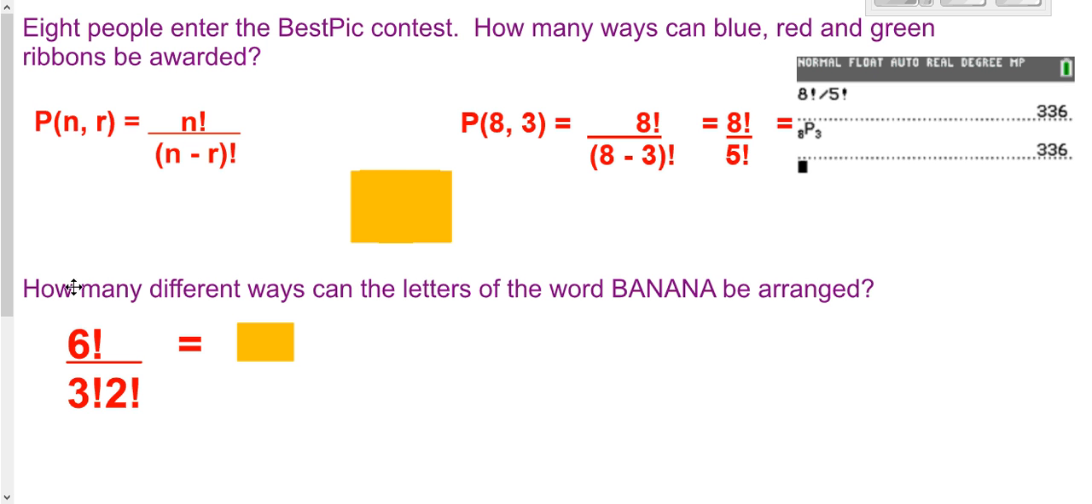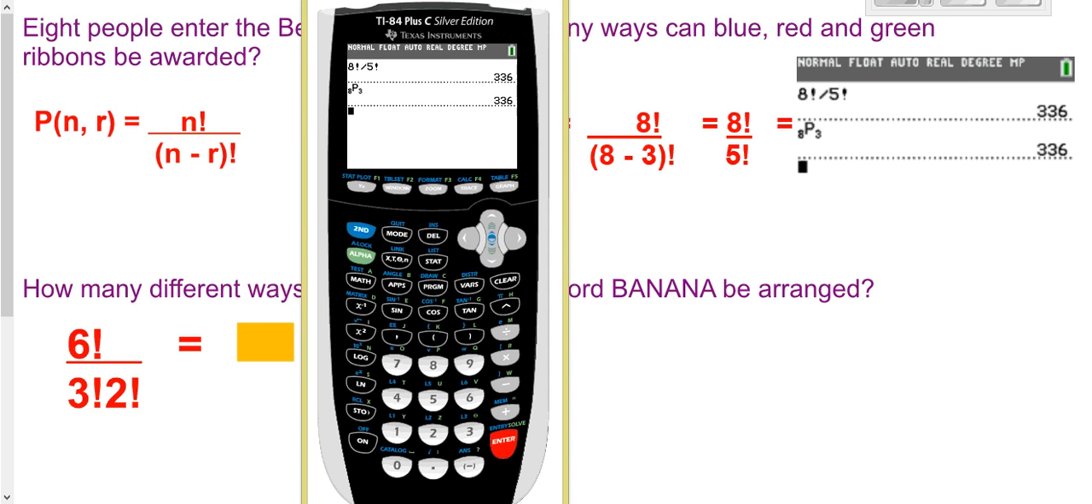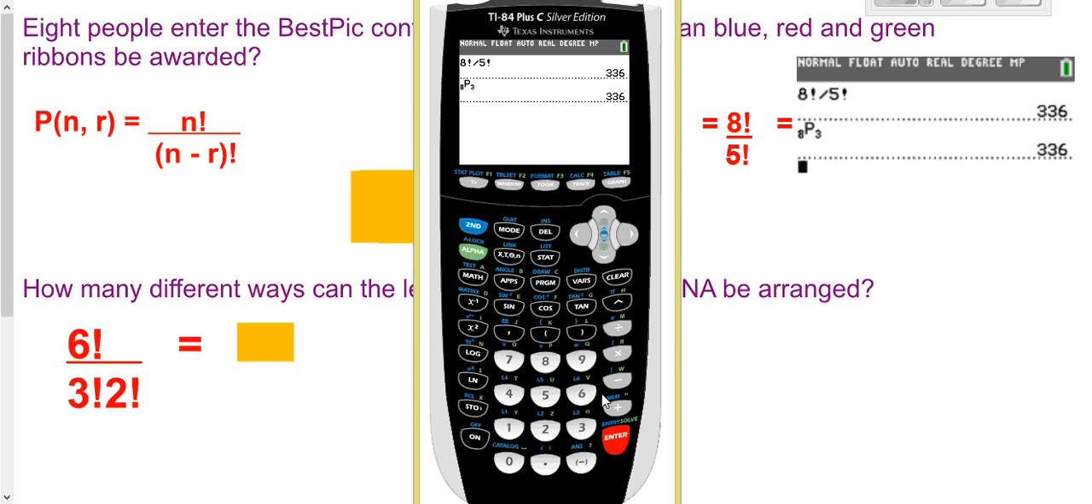So now we need to work this out. The easiest way to do that is to use your calculator and type it in in a very similar way. But there is no shortcut for this. So you're going to go 6, hit math, arrow over to prob, number 4.